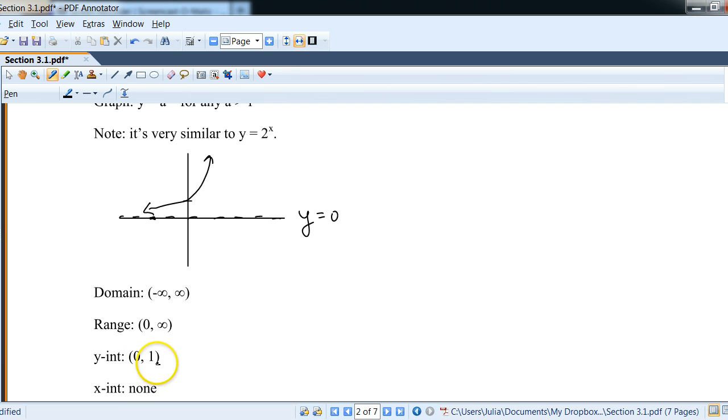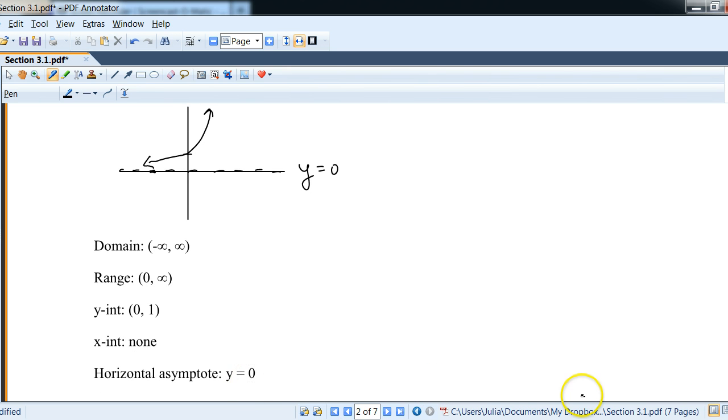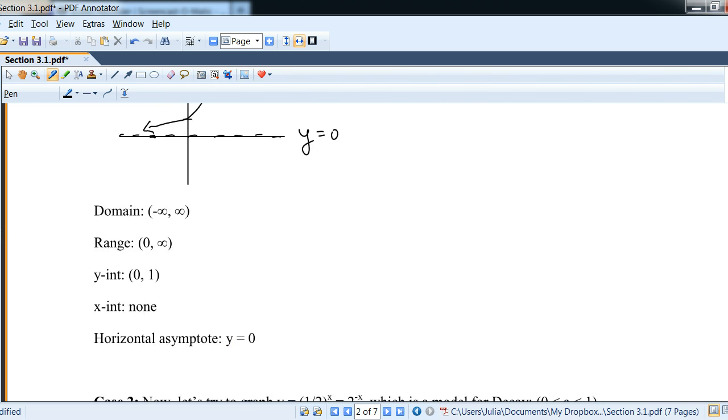The y-intercept is (0, 1). If you note, in this case it does not cross the x-axis, so there are no x-intercepts. And we do have a horizontal asymptote, which is y equals 0.